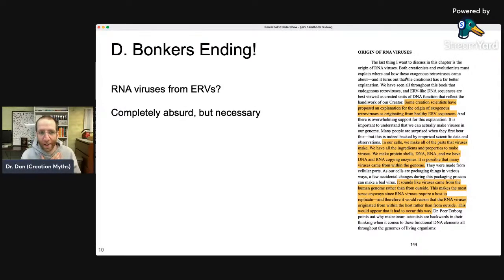And I'm going to put aside the fact that there's conflation here between RNA viruses and retroviruses, but I'm going to just chalk that up to being sloppy and not knowing or caring about the difference for the purposes of writing this book. But the hypothesis proposed at the end here is that RNA viruses come from herbs, not the other way around. This is completely absurd, but it is necessary for the YEC model to work in terms of herbs, because if herbs are actually from viruses, then forget it.